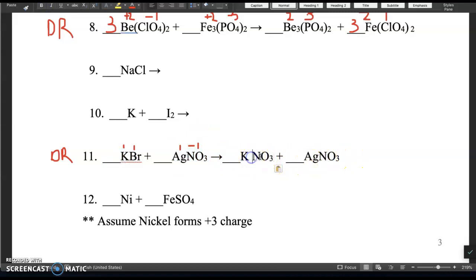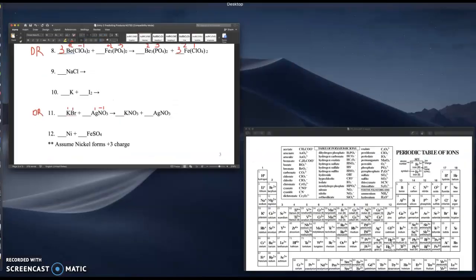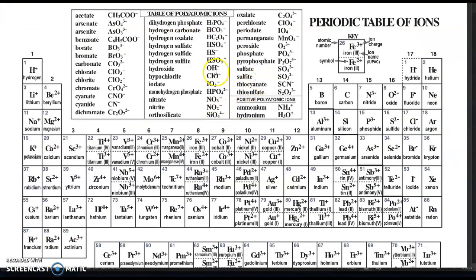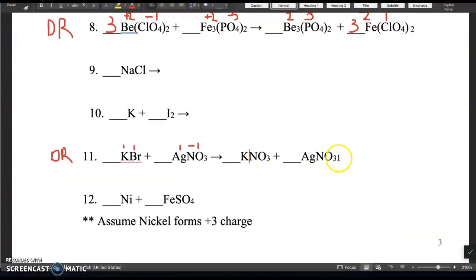The 3 is part of the nitrate polyatomic ion, and I know that because if I were to look at my polyatomic ions list, I find nitrate right here. See how that 3 is down at the bottom? It's a subscript. It's a -1 charge. That tells me that 3 can't move anywhere. And then Ag is going to go with Br. Now they're all 1s, so that's balanced, and that's all it is.